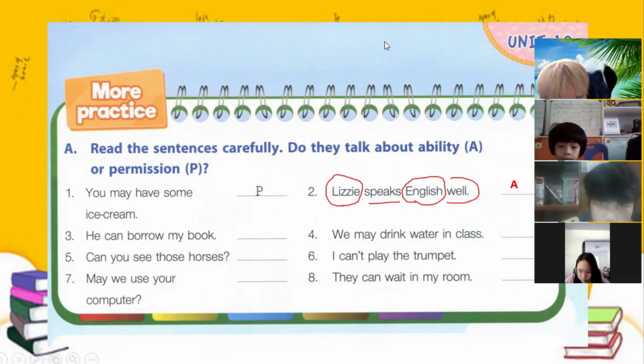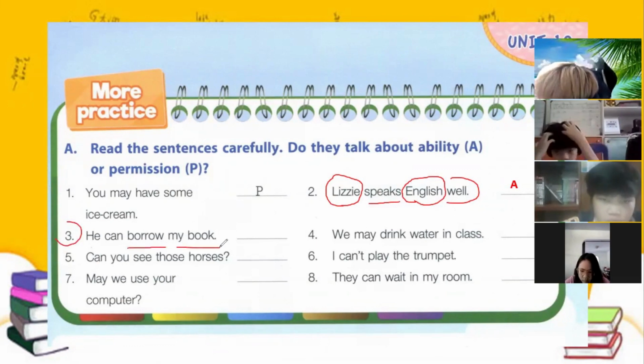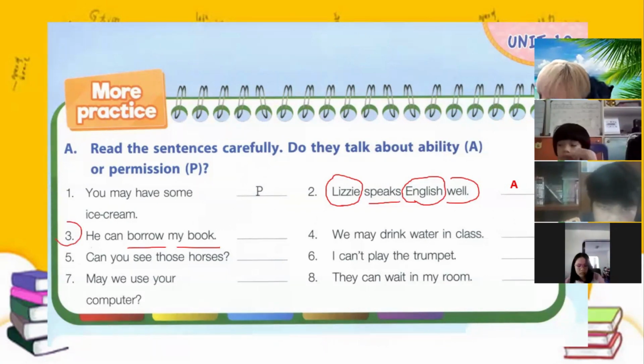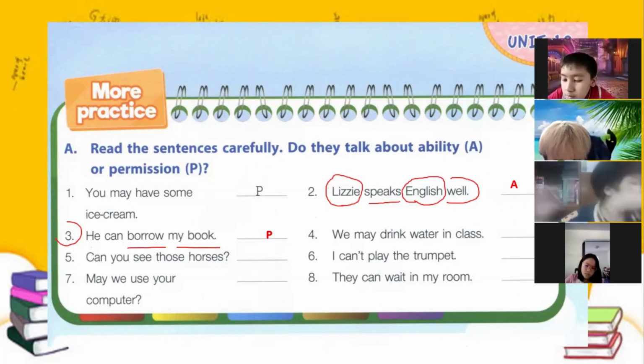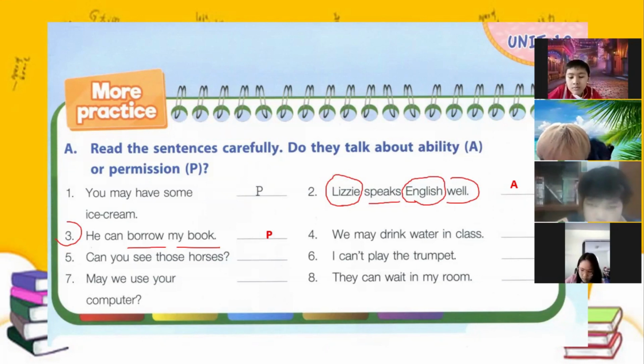Sentence number 3. He can borrow my book. So what do you think? It's ability or permission? Permission. Permission. Very good. Why? Because here the book belongs to me. For example, if the book belongs to me and I allow some person to have my book, they can borrow my book. So sentence number 3 is permission.